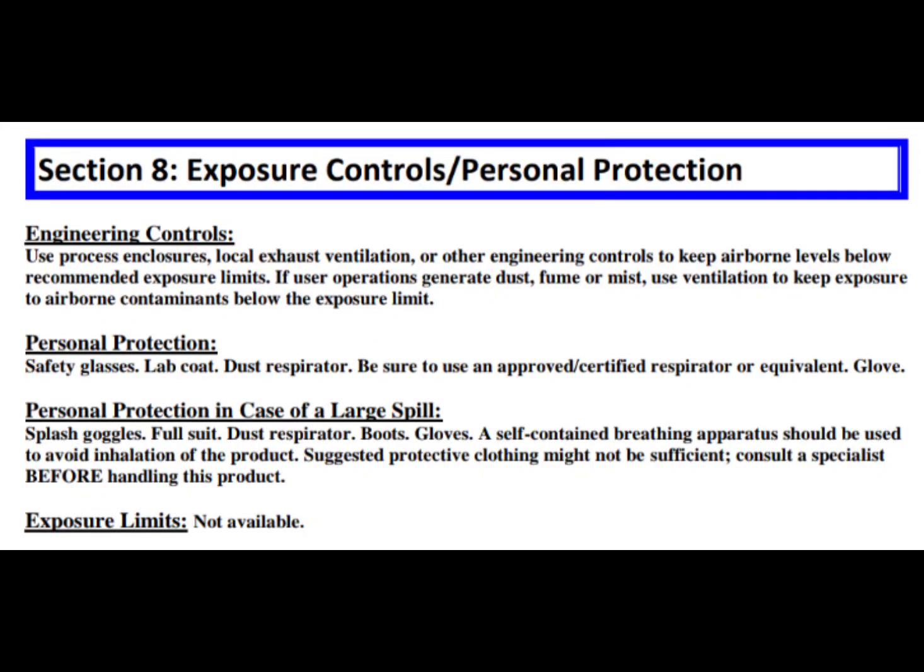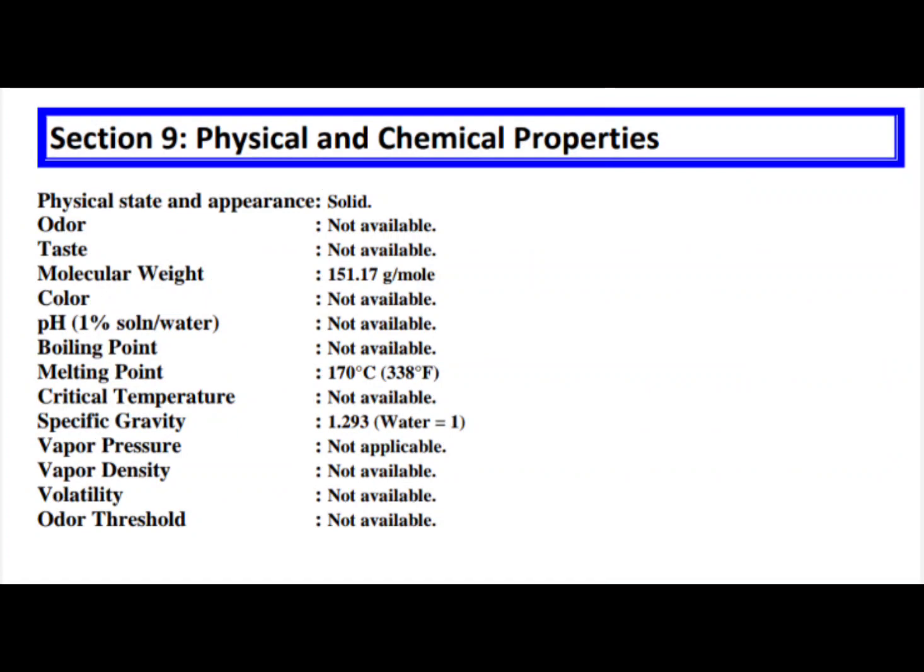Section number 8. Exposure controls, personal protection. You'll find information about exposure limits, engineering controls, e.g., ventilation, and personal protective equipment, PPE, necessary to handle the product safely. Section number 9. Physical and chemical properties.